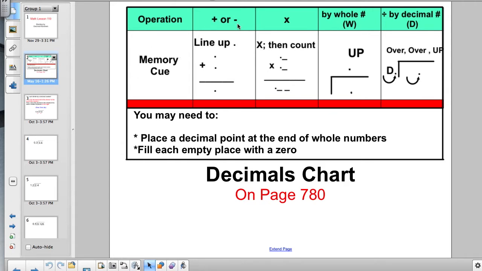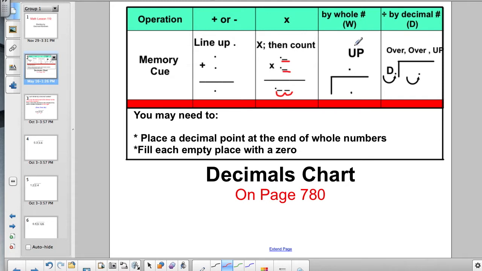When you add or subtract decimal numbers, you line up at the decimal point. Always line it up and bring the decimal point straight down in the answer. When you are multiplying decimals, you multiply and then count. Count the total number of places you have behind the decimal point in the problem, right? Here is one decimal place. Here's another decimal place. So in the answer, you're going to move the decimal point over that many places. In this case, it was 2.